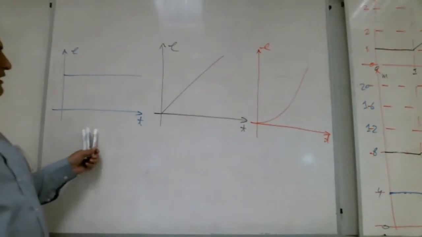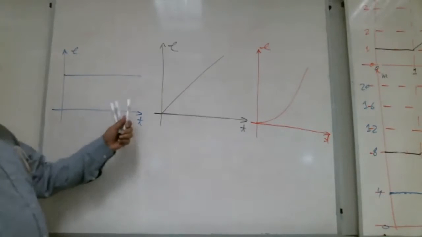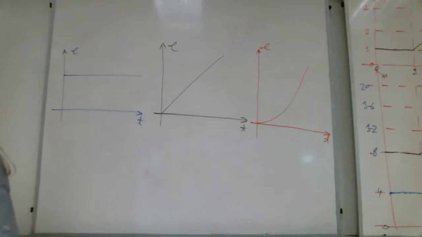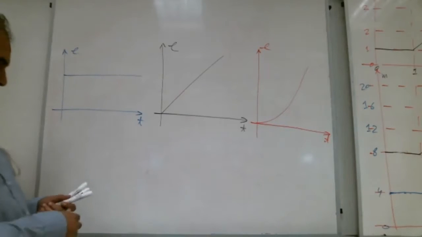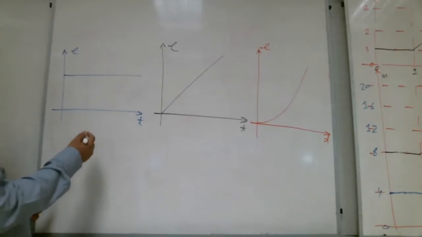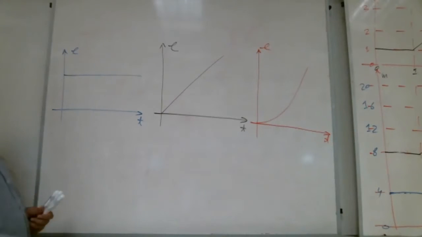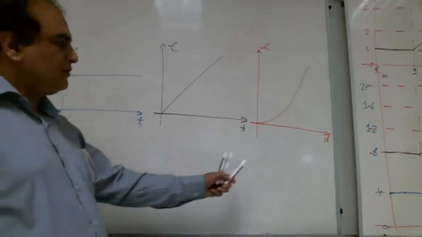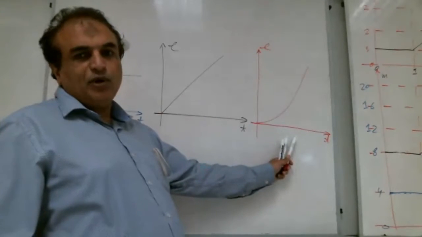Which one is the most stable function: blue, black, or red? The first one, blue, is the most stable. Which one is the most unstable? Red. Red is the most unstable.